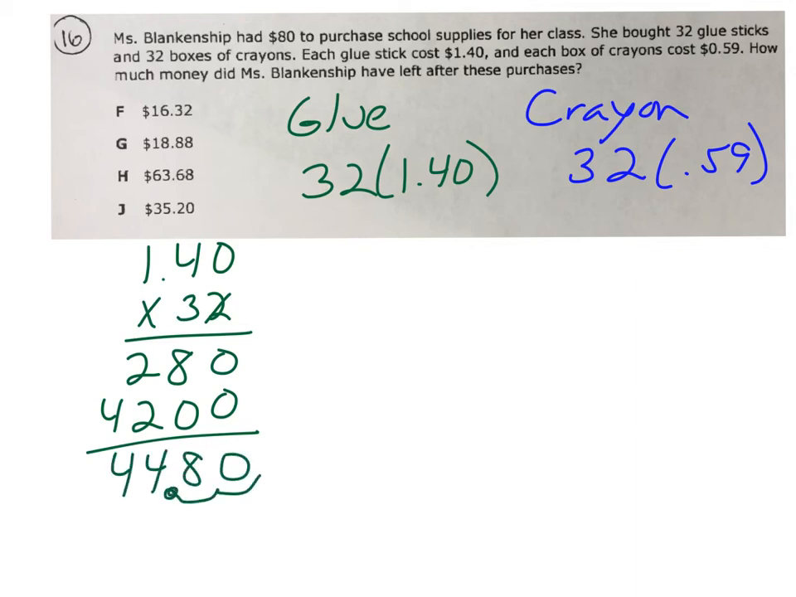Don't forget to move over twice. That would be for the glue sticks. So $44.80 for the glue sticks. Now the crayons. That is 32 times the 59 cents each. Doesn't matter which one goes in order, and you do not have to line up decimals because it is just multiplication.